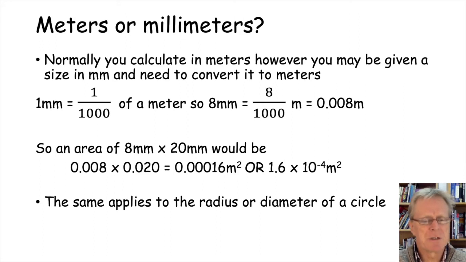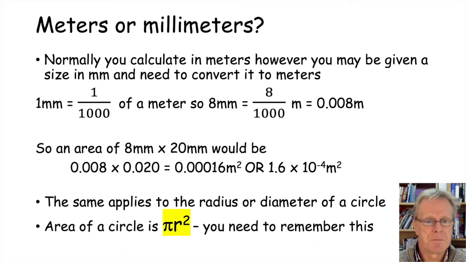And the same applies to the radius or the diameter of a circle as well. You may well be given that in millimetres. You need to convert that into metres squared. And you may remember that the area of a circle is pi r squared. Now this isn't actually on the formula sheet. You do have to remember that.